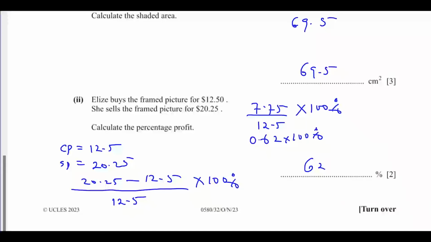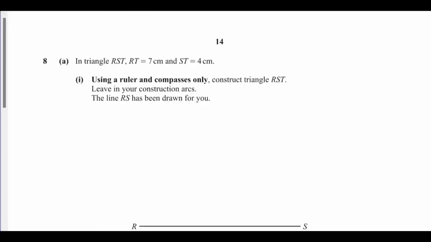So let's go to the next question. That will be question 8. In triangle RST, RT is equals to 7 centimeters and ST is equals to 4 centimeters. Using a ruler and compasses only, construct triangle RST. Leave in your construction arcs. The line RS has been drawn for you. So RS is this.